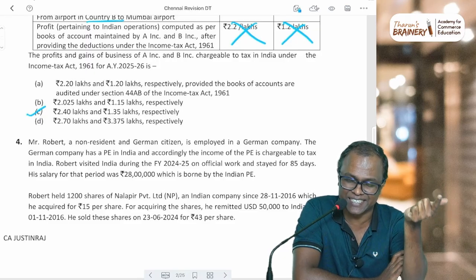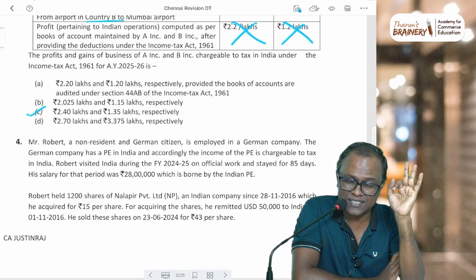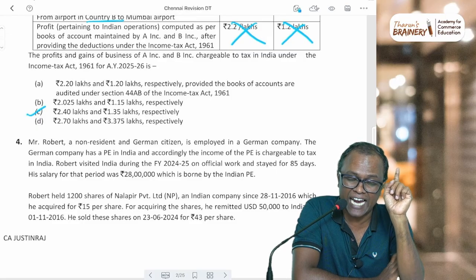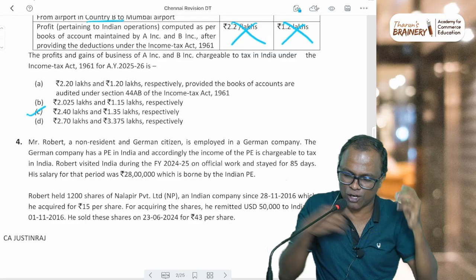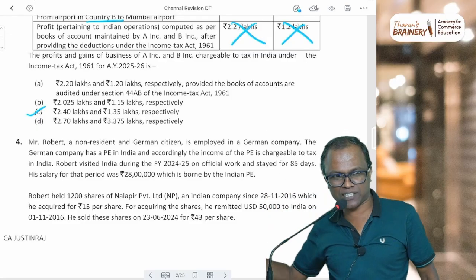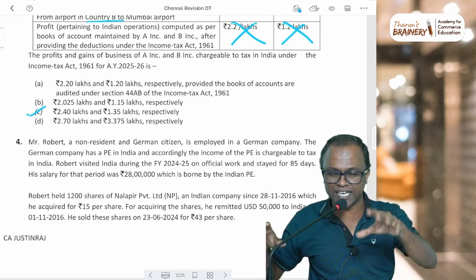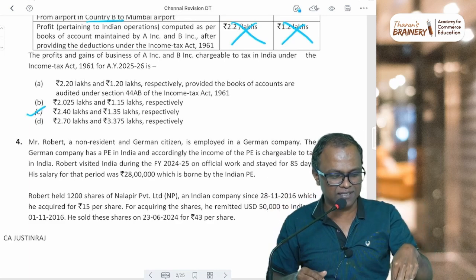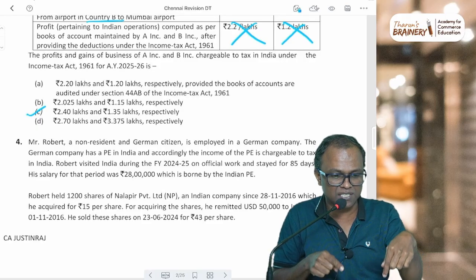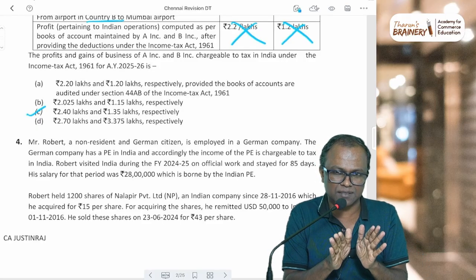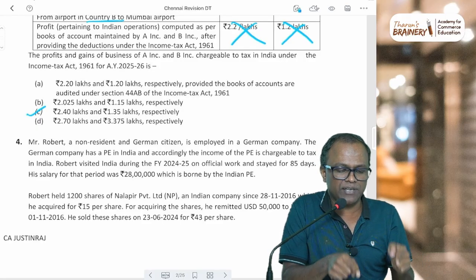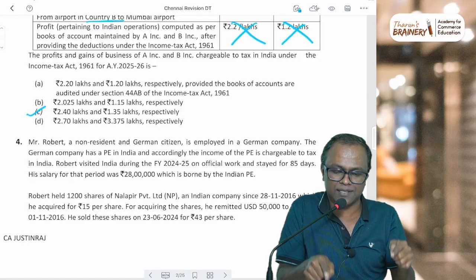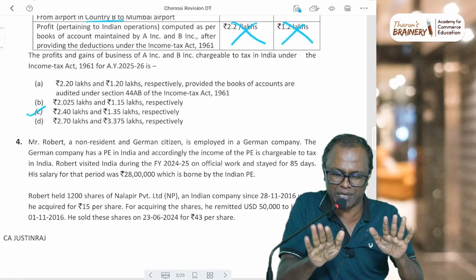And the third condition is that the non-resident enterprise should not be engaged in active business in India. They can get royalty from India, they can get fees for technical service. They should not be engaged in business in India. In the first sentence, they have a PE in India, so that entity has an active business in India. So the 10(6) exemption is not available. So even though Robert is a non-resident and his stay does not exceed 90 days, it is taxable in India.